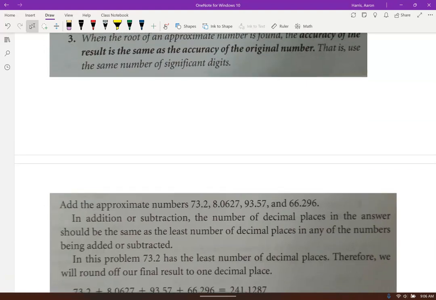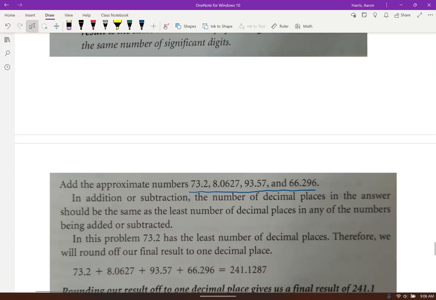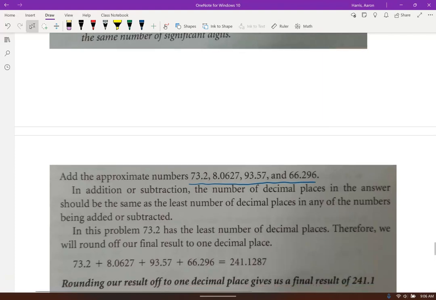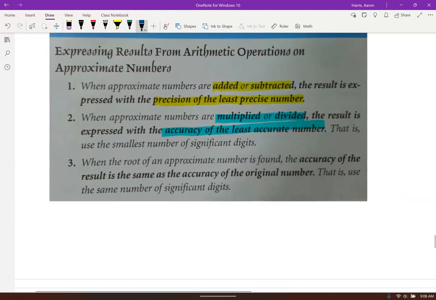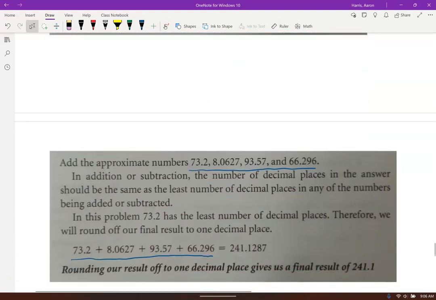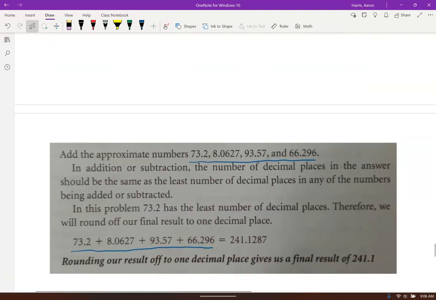So let's say here's our number, 73.2, 8.0627, 66.296, right? So let's say we add them all up. Right, here's our addition. And remember, adding and subtracting is the precision of the least precise number. So I look at the last significant digit. That's the precision to tenths. That's a precision to hundredths, thousandths, ten-thousandths.